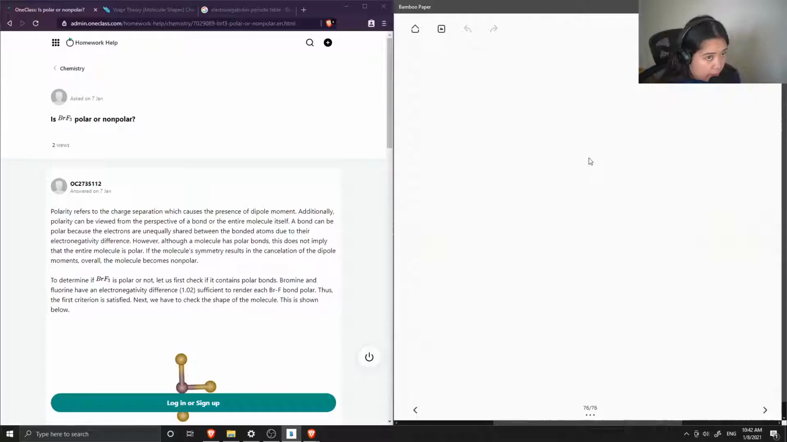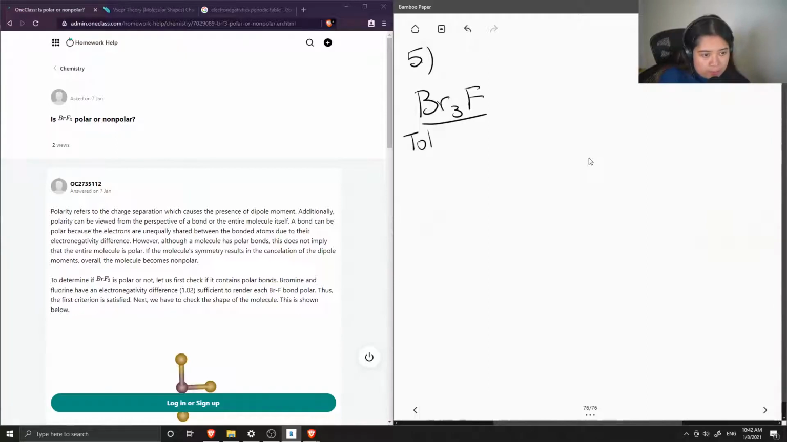Okay, so question number 5. Is bromine trifluoride polar or nonpolar? So first let's write out its Lewis structure. That'll help us answer the question.